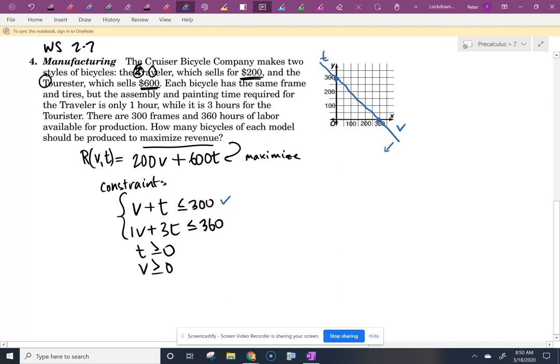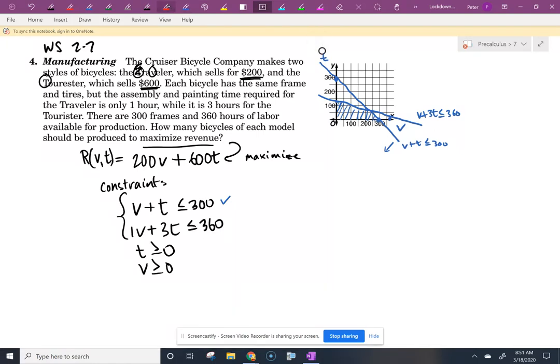Also the other way, V could also be 360, and T would be 0, or the other way around. T could be 120, they could make 120 of these. And so that would go like that. And that's our second equation. If you want, I can call this V plus 3T is less than or equal to 360. And this is V plus T is less than or equal to 300. So people know what I graphed. And here, if you shade below that, this is our feasible region. This is where all our answers would lie.